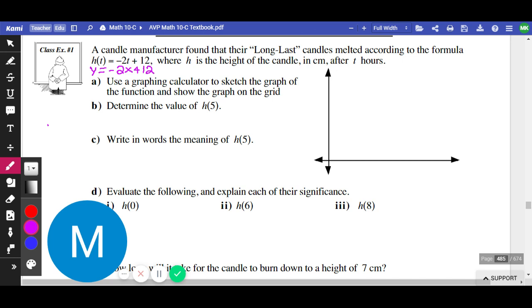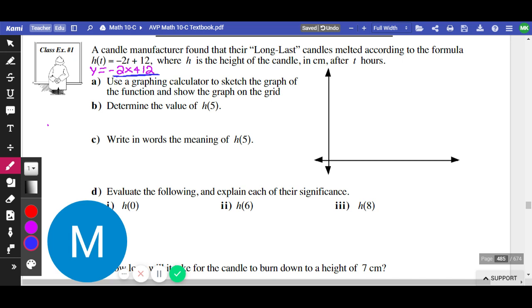It'll bring you to a long list of things. It says y1 equals, y2 equals, y3 equals, and so on. You want to clear all those things out. Make sure there's nothing in there. Delete anything that might be in there. And then in y1, you're going to type this equation: negative 2x plus 12. Your negative button is right here beside your decimal. Don't use your subtract button if it's the first thing in an equation. Use your negative button.